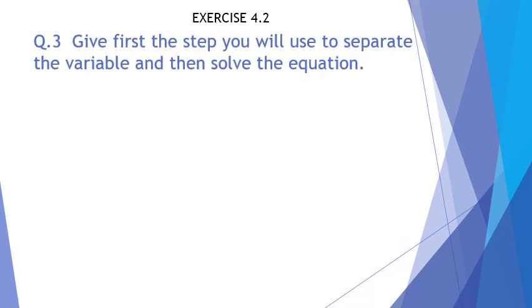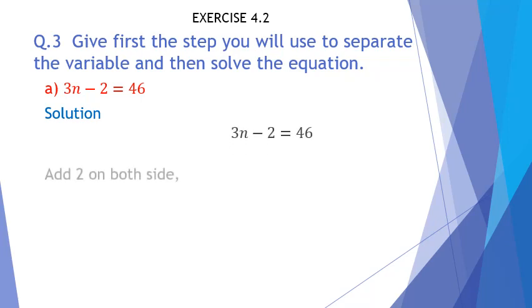Now we move to question number 3 of exercise 4.2. Our question is, give first the step you will use to separate the variable and then solve the equation. Our first question, 3n minus 2 equal to 46. LHS has two terms, 3n and minus 2. So first we have to remove 2 from LHS. For that you can add 2 on both sides.